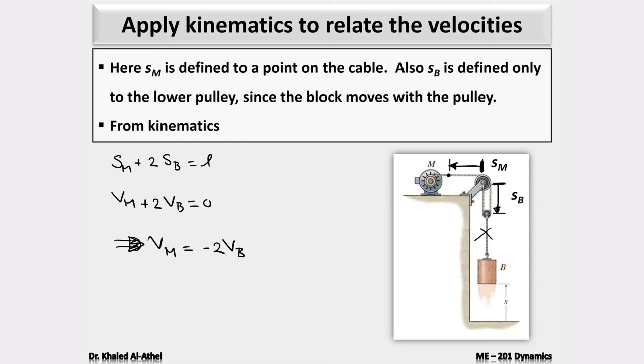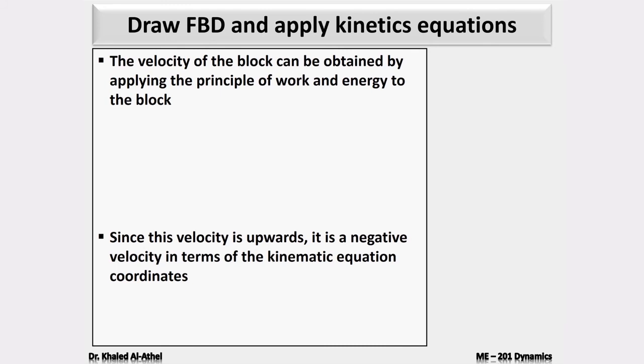So that's it. Now, let's go to the problem again. Let's draw the free body diagram first. So I have block B. I have two tension upward, and I have the weight of block B downward. Okay? Now, first of all, the velocity of the block can be obtained by applying the principle of work and energy to the block. Since I have only one mass, I do not need to write any summation.